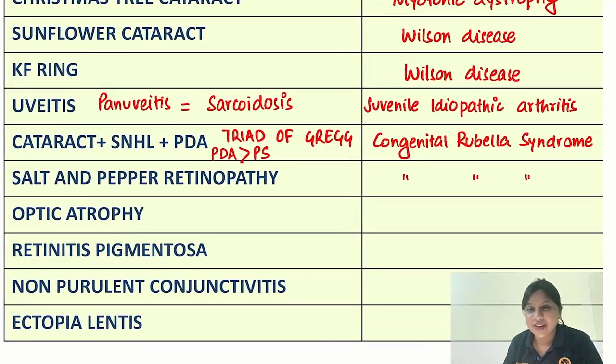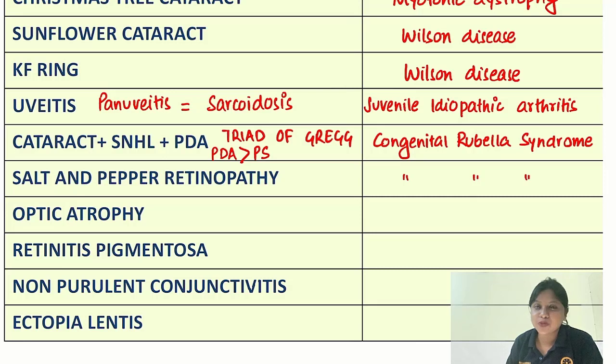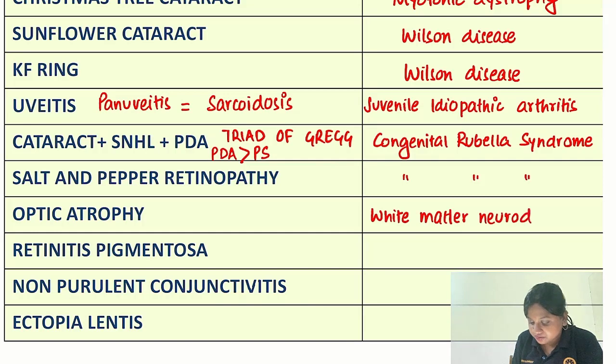Optic atrophy you get in various conditions, but from a pediatrics point of view, we'll remember optic atrophy is found in white matter neuroregression. So, in any disease where there is white matter neuroregression, there is a chance of getting optic atrophy. Like, gray matter neuroregression will get retinal degeneration or problems with the retina, whereas problems with the optic nerve will be seen in white matter disorders. So, this is in white matter neurodegeneration.